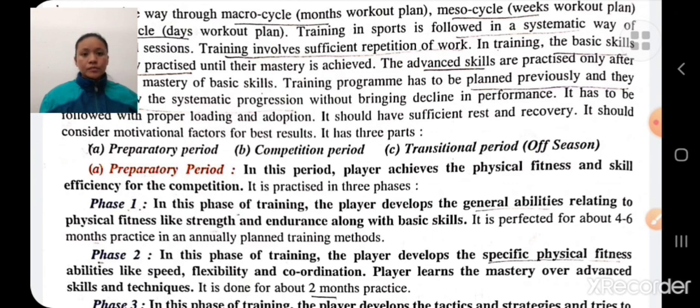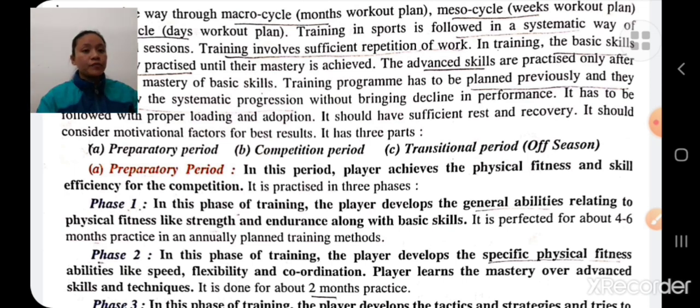First, the preparative period. In the preparative period, we make the player ready for the competitions. Preparative period means preparing the player for the competitions. We make them physically fit and improve their skill for the competition. The preparative period is divided into three phases. In the first phase, we develop the basic skill, in the second phase, we develop advanced skill, and in the third phase, we teach them to make the tactics and strategy so that they can use them in the tournament.